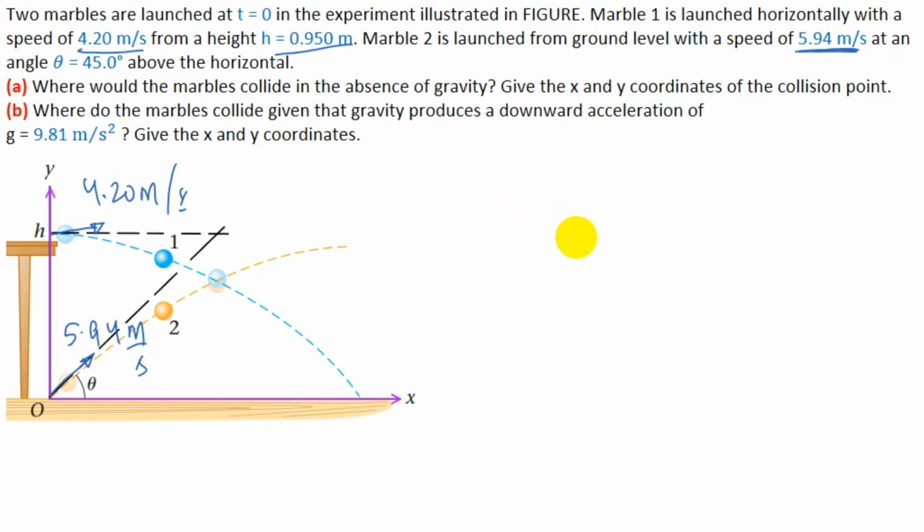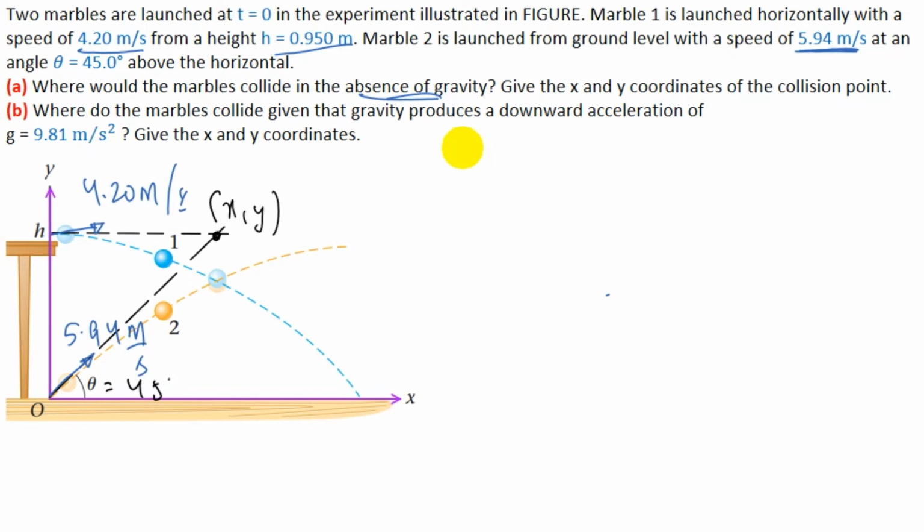Now there are two parts in this question that we need to find. In the A part, we need to find where the marbles would collide in the absence of gravity. That is, we have to find the x and y coordinates of the collision point. So in the absence of gravity, marble 1 will continue to travel in the horizontal direction in which it was thrown. Similarly, marble 2 will continue to travel in the same direction in which it was thrown. This angle theta is 45 degrees as per the question. So suppose that they collide at this point. Now we need to find the x and y value of this point.